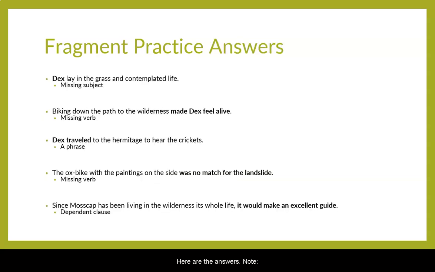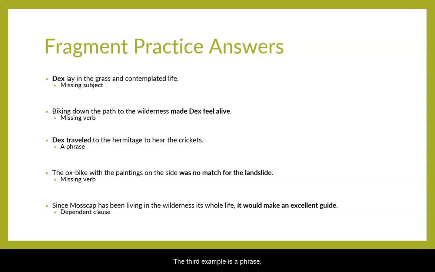Here are the answers. Note, there are other ways to fix these sentences. The first is missing a subject, so we can add Dex to indicate who is laying and contemplating. The second is missing the verb. The ing word, biking, acts as a noun in this case. This is called a gerund. So what does this activity do? It makes Dex feel alive.